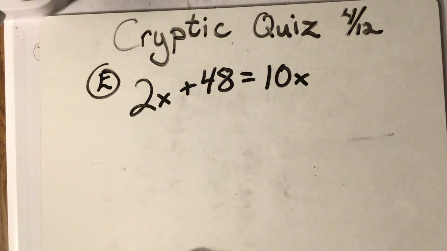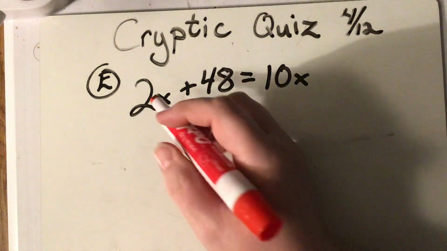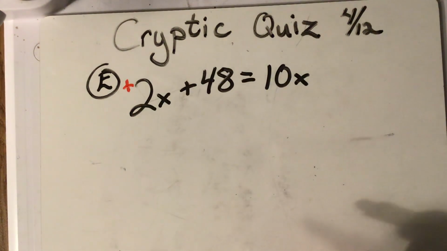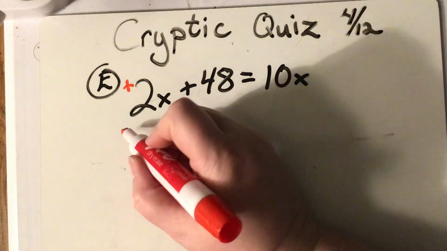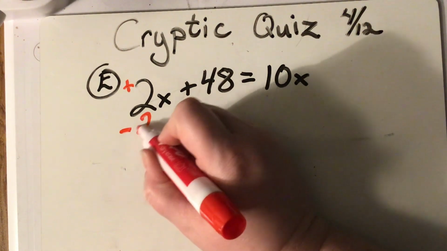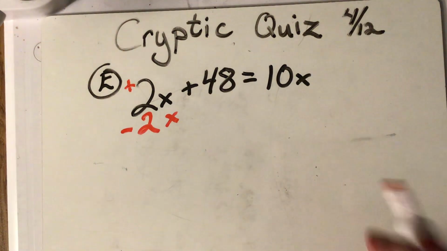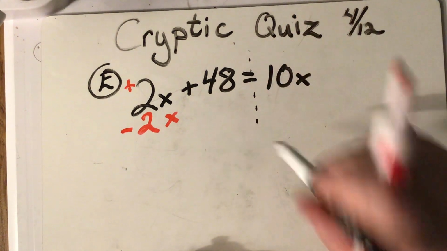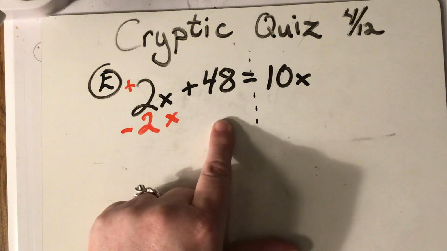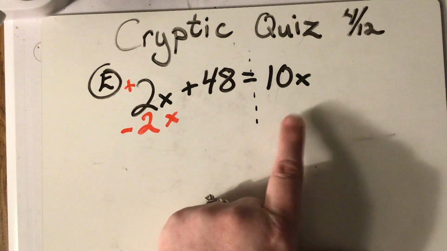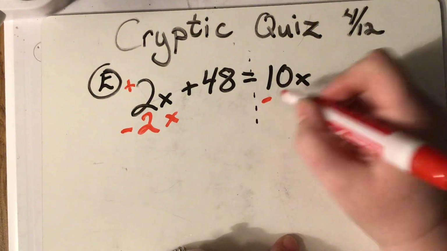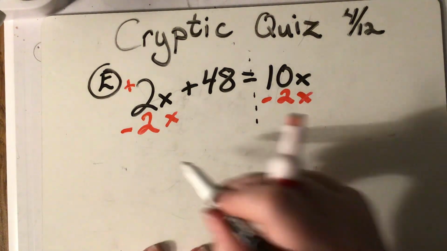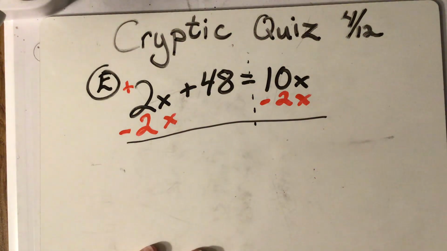There's nothing in front of the 2x, so that means it's positive. Opposite of positive is a negative. So we're going to minus 2x from this side. And then you remember, our other side is here. You can't take it away again from the 48. That's still on the same side. You have to come all the way over here. Minus 2x.